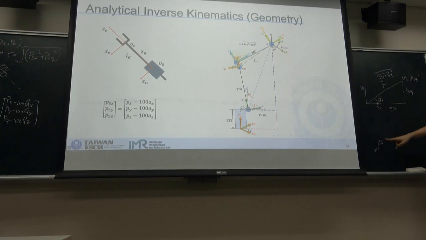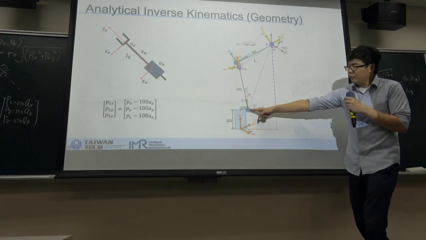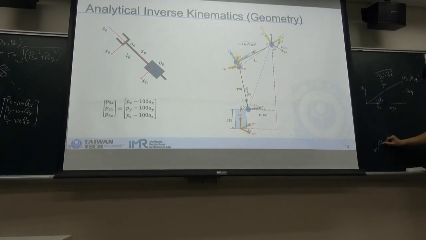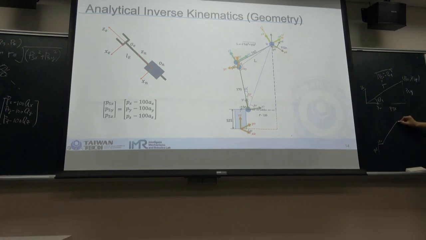So this is joint 2. Here we have joint 2, and here is joint 5. Here's joint 2, so here is the base. And we know this, here is P5x, P5y, P5z. So this is from the side view, and this is from the top view.